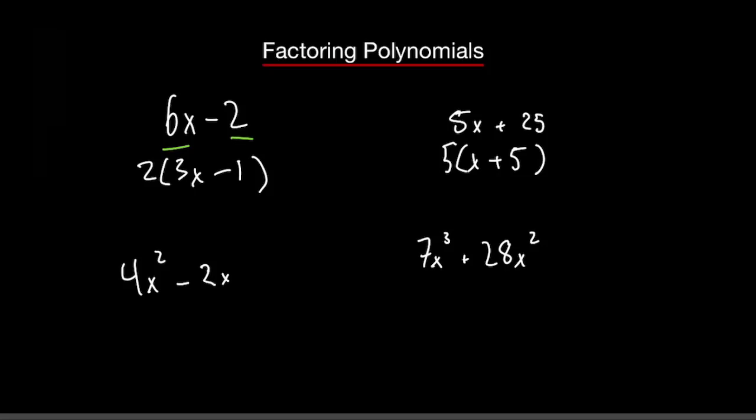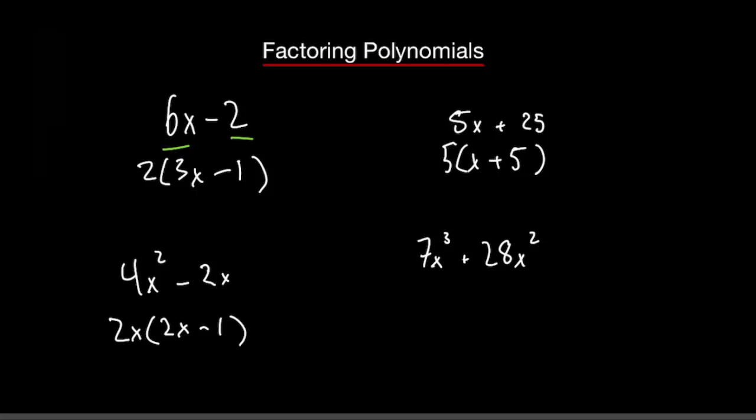Now our next question, we have 4x squared minus 2x. We can factor out a 2x. So 2x goes on the outside, and inside the brackets, we can divide 4x squared by 2x, which is 2x. And negative 2x divided by 2x is just minus 1. So this would be our answer right here.